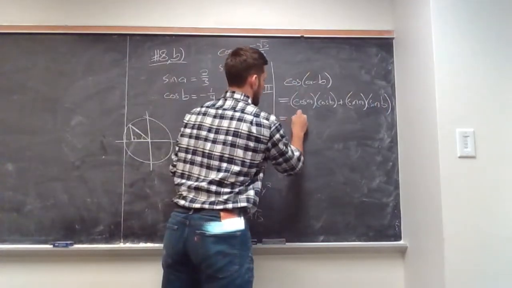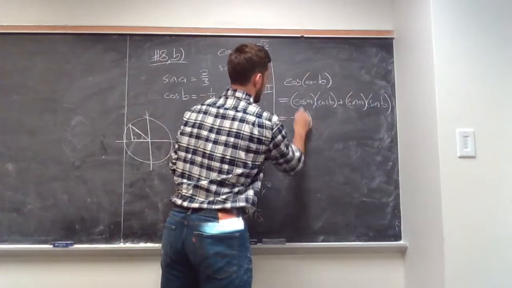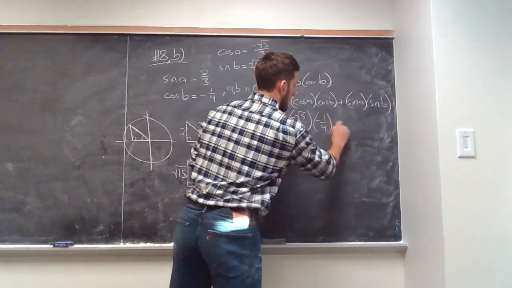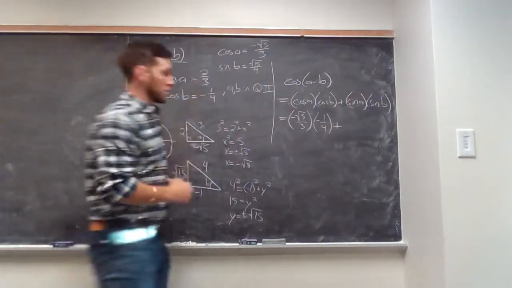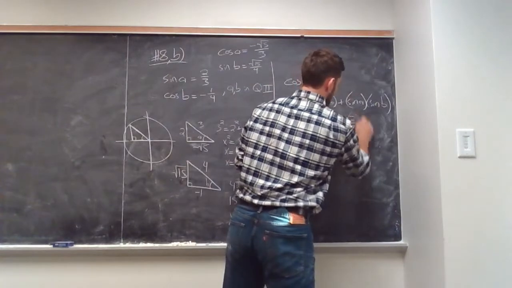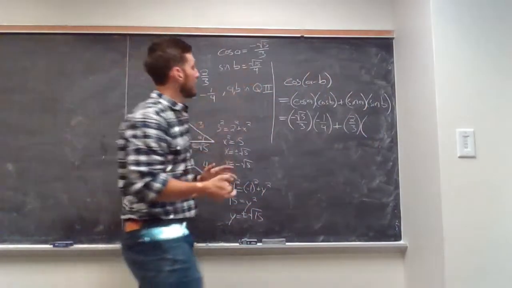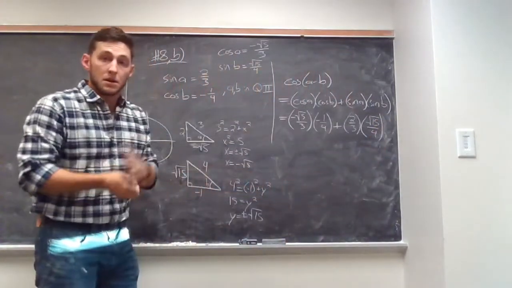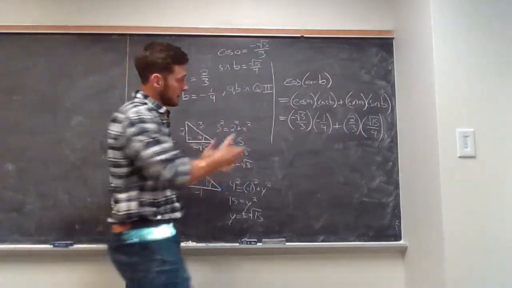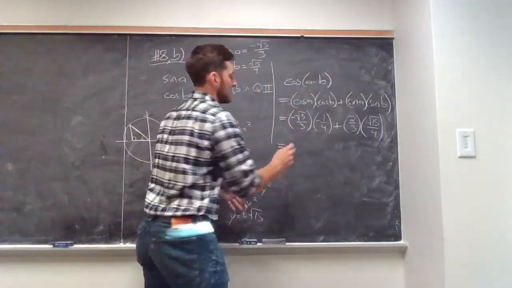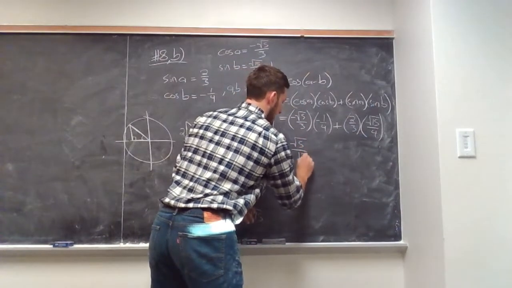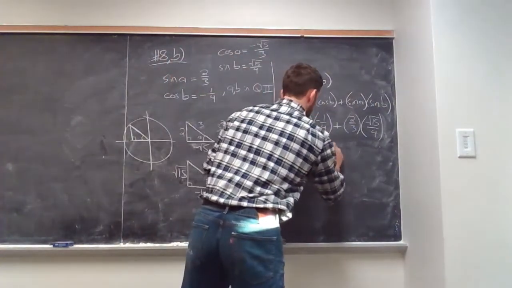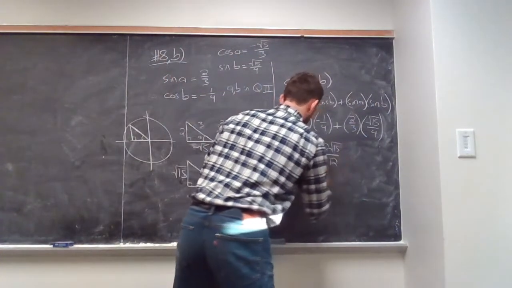Cosine of A is negative square root of 5 over 3, while cosine of B is negative 1/4, plus sine of A, which is 2/3, times sine of B, which is square root of 15 over 4. Multiply each side of the addition side together. So we multiply these guys together on top and bottom to give me square root of 5 over 12. Multiply those guys on top and bottom together to give me 2 square root of 15 over 12.